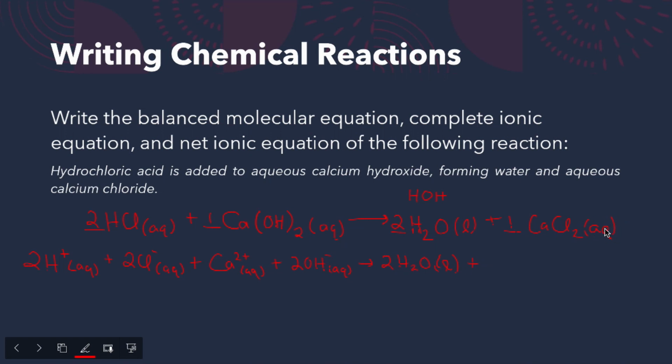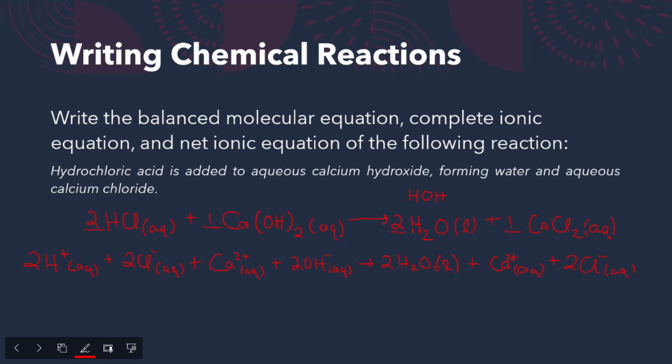We have our aqueous one over here. And so we have our calcium cation, which is a 2+ charge, and that's 1 of that. So that's calcium 2+, and that's aqueous. And then lastly, we're going to look at our chloride, which is 2 of them, and so we're going to have 2 chloride anions with a -1 charge, and that's aqueous as well.